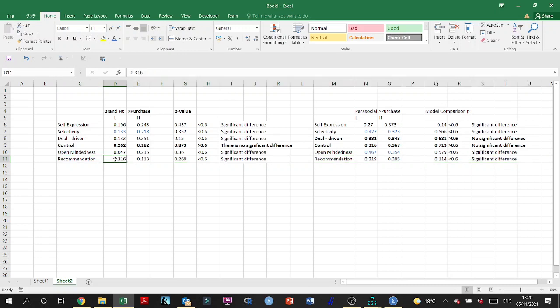Oh no, wait a minute. Here, the higher the recommendation, the lower the effect of the brand fit compared to the low recommendation driven. And the other way around for the parasocial. The higher the recommendation here, the higher the parasocial on the purchase intention.